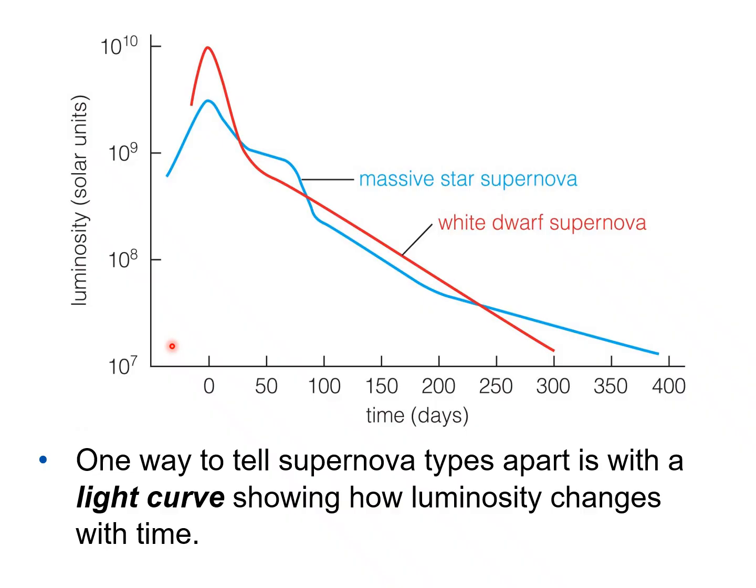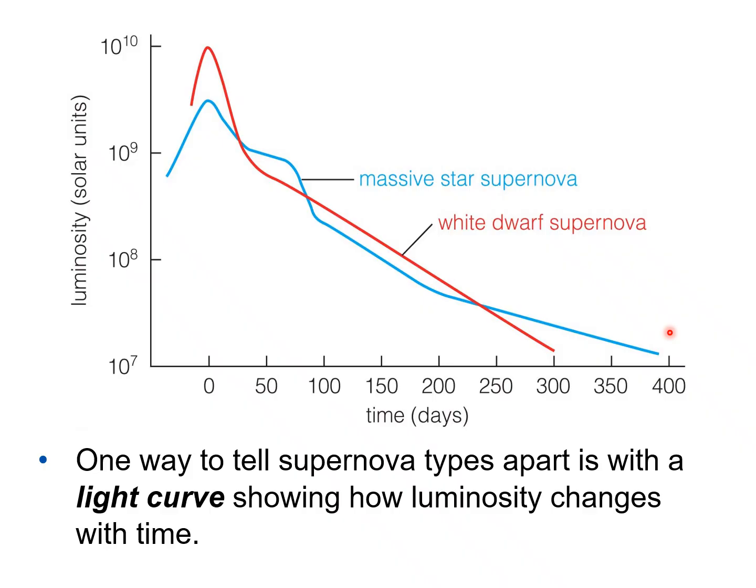One way to tell supernova types apart is with a light curve, such as this, showing how the luminosity changes with time. So with a massive star supernova, you can see it spikes up, and then it always has this general trend where it'll dim down and stay a bit with a slight decrease, and then a sharp decrease, and then a slight decrease, and it eventually goes back down into saner levels of luminosity.